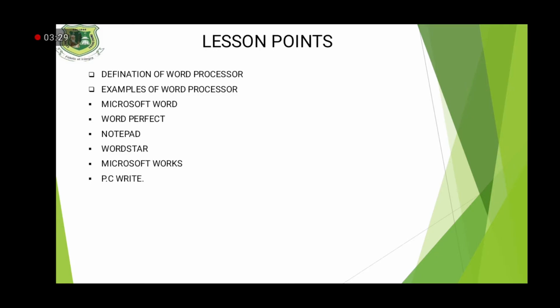Examples of word processor are: 1. Microsoft Word, 2. WordPerfect, 3. Notepad, 4. WordStar, 5. Microsoft Works, PC Writing. We will talk about features of word processor. That is title bar.